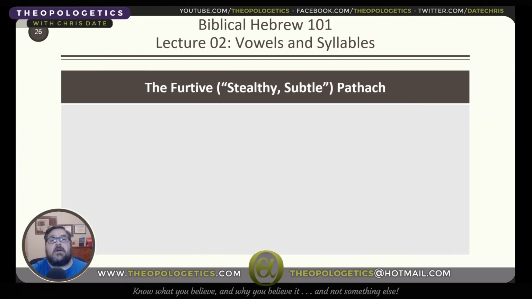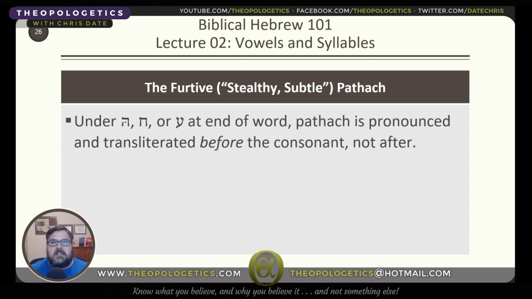Normally, as we've learned, the vowel sound is made immediately after the consonant that marks it. This patach is in some cases an exception to that rule, and when it's an exception to that rule, it's called a furtive patach. Furtive means stealthy or subtle. When this happens is when it's under a hey with a dot in it, a chet or an ayin at the end of a word. When it's under one of these consonants, the patach is pronounced and transliterated before the consonant rather than after.